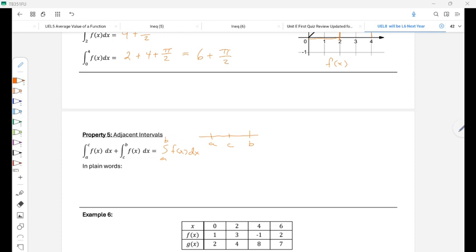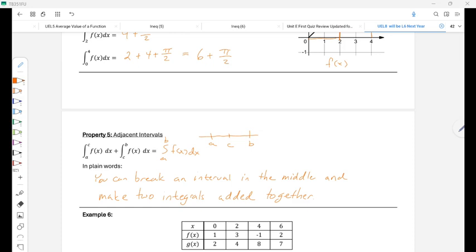It makes perfect sense when you're looking at it in context, but when it's just thrown at you with integral symbols, that's what throws people off. So in plain words, you can break an interval in the middle and make two integrals added together. I don't know if that's the best plain words I've ever written in my life.